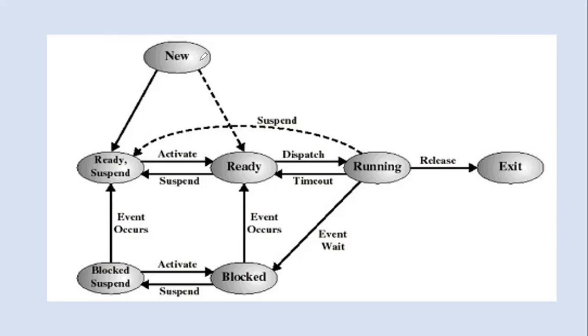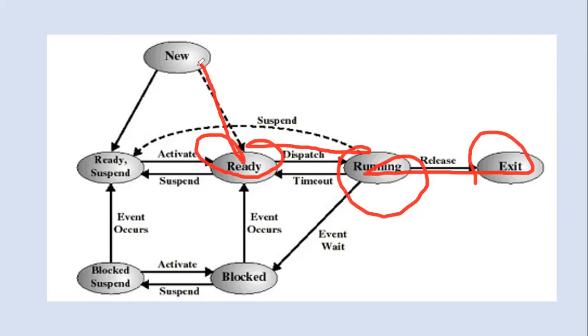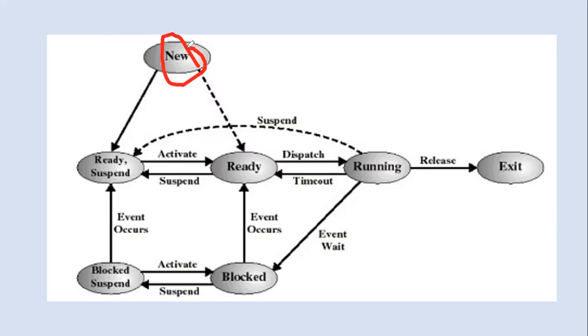So the 7 states begin with the new state. A process can proceed from the new state to the ready state, to the running state, to the exit state, or it can transit from the new state to the ready state to the suspended state. A process can also move from the new state, then it is directly suspended, and then it is taken to the ready state. From the ready state, it's taken to the running state, and finally to the exit state.